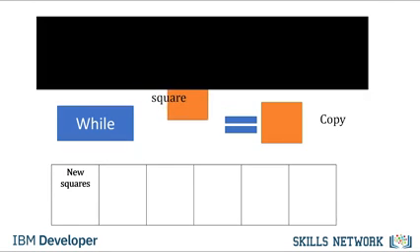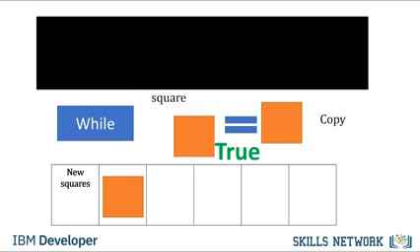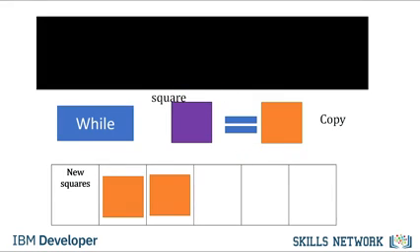For the first example, we would check if the square was orange. It satisfies the conditions, so we would copy the square. We repeat the process for the second square. The condition is met, so we copy the square. In the next iteration, we encounter a purple square. The condition is not met, so we stop the process. This is essentially what a while loop does.